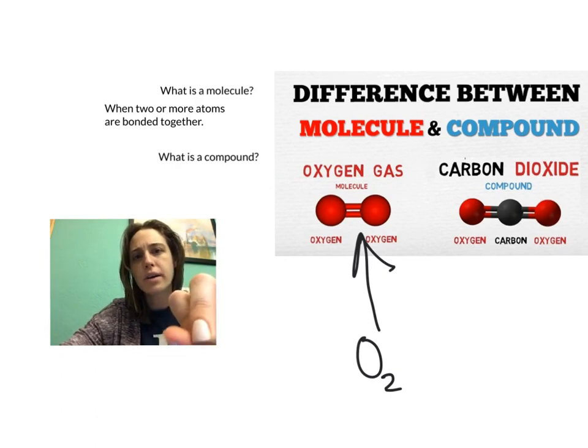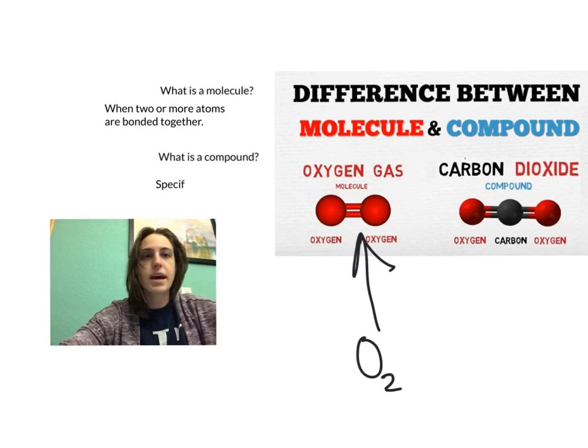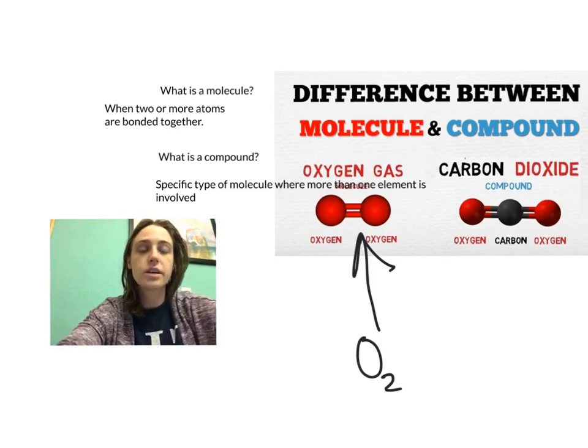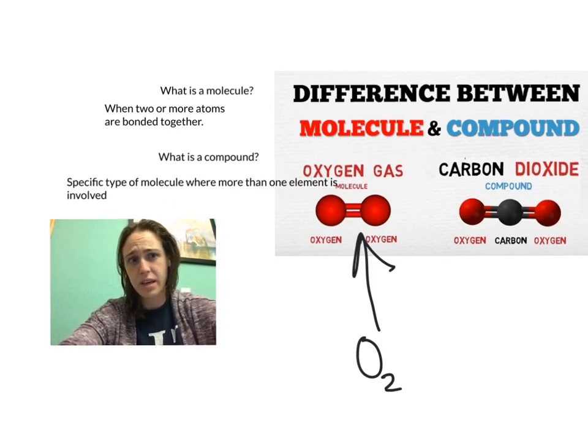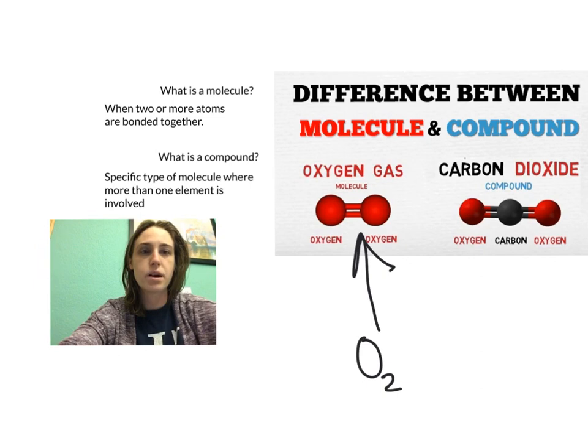A compound is going to be a little bit different. A compound is a specific type of molecule where more than one element is involved, okay? So it's not just the same type of thing. It's going to be different things going on here. So water would be a compound.